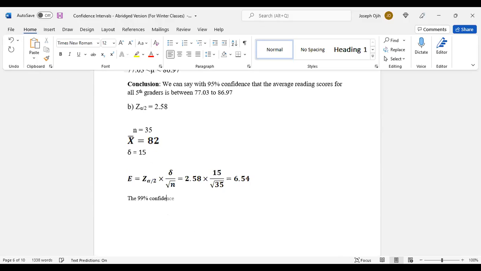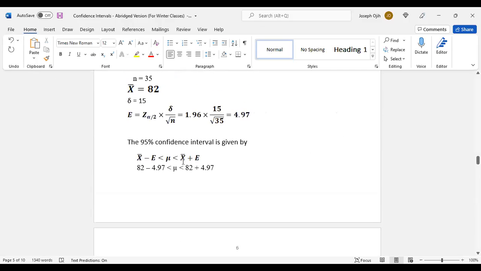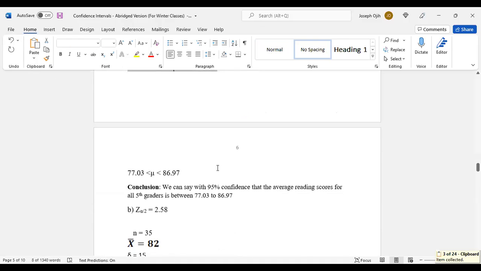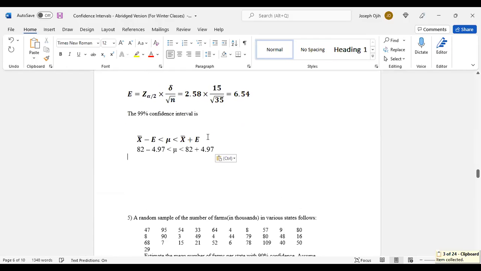The confidence interval is given by x bar minus error. I'm going to copy this so I can just change it. We have x bar minus error. In this case, our error is 6.54, so change this to 6.54. And here, add 6.54. That should give us a confidence interval.